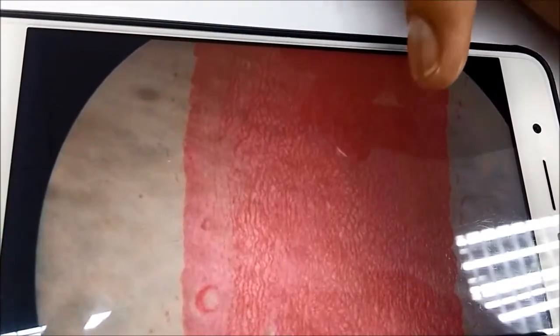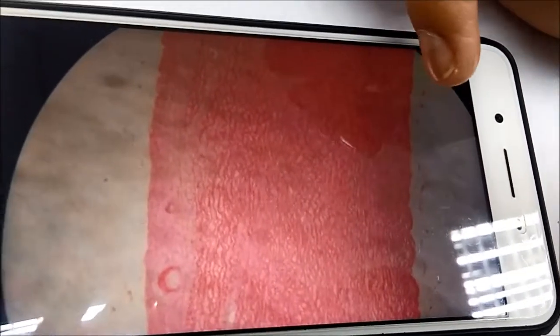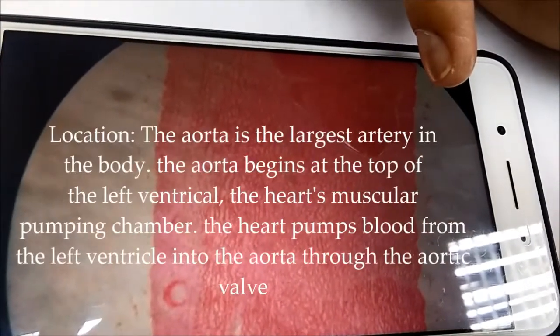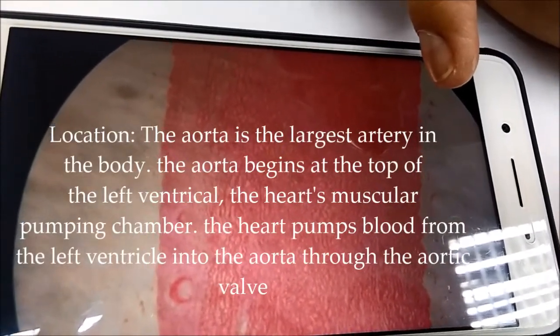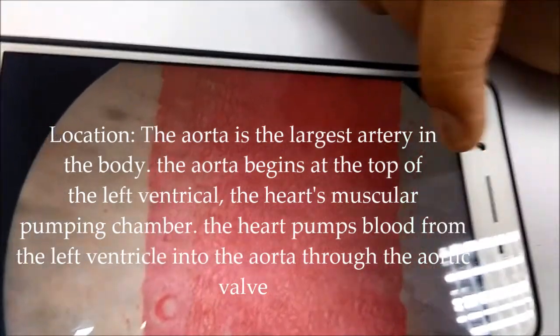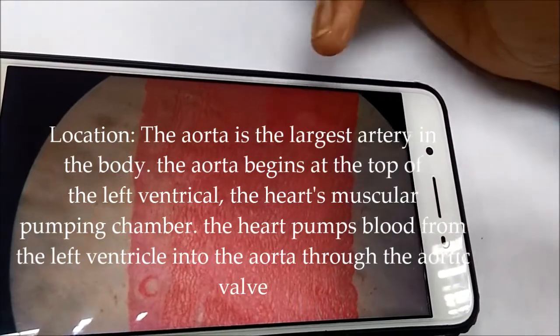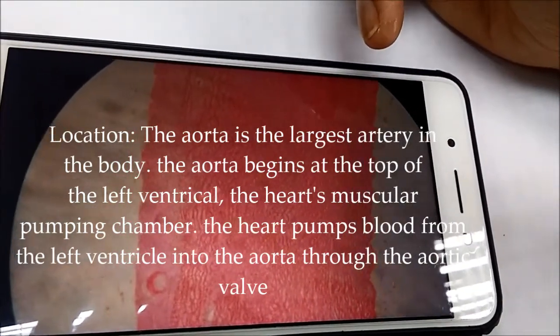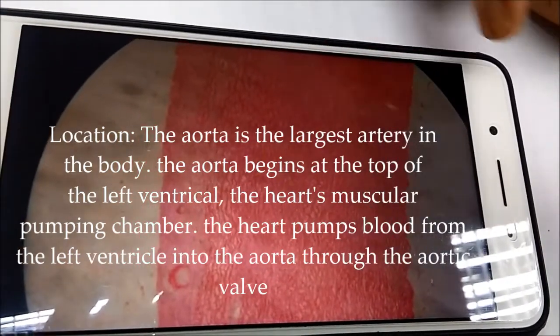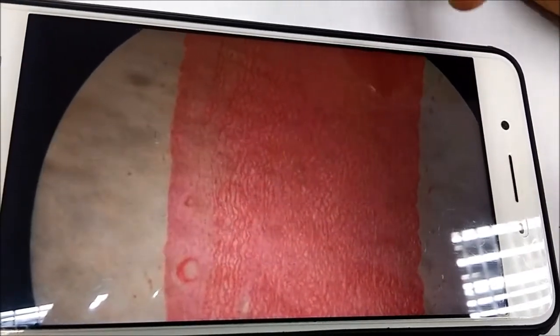So the location, we can find the aorta in the largest artery in the body. The aorta begins at the top of the left ventricle, the heart's muscular pumping chamber. The heart pumps blood from the left ventricle into the aorta through the aortic valve.